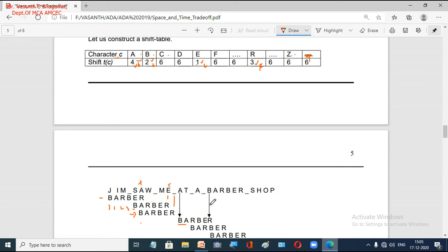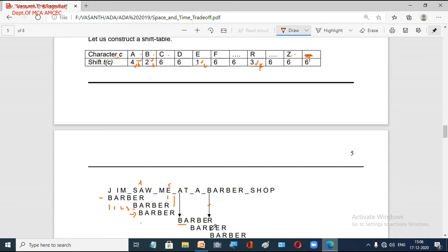B and R you are going to compare. B and R do not match with each other. So this character in our text is B. Go to your shift table. Under B, what is the value? 2. Now move your pattern 2 positions to the right side. So 1 and 2. Now the pattern comes here. Clear? The pattern comes at this position. So now you are going to compare.